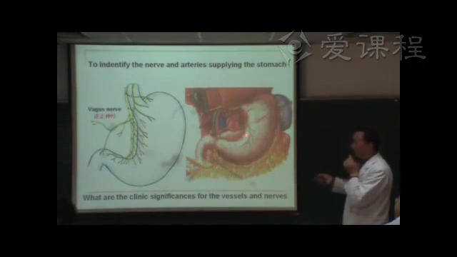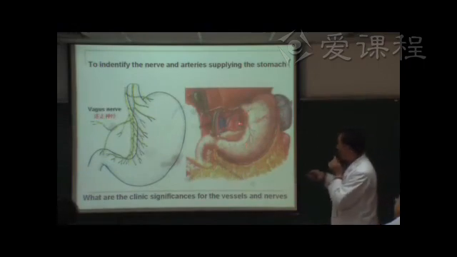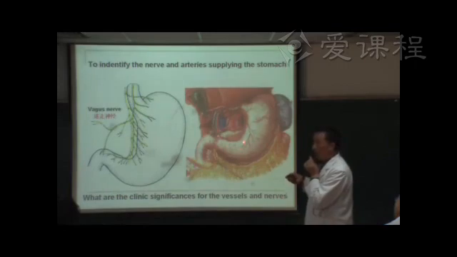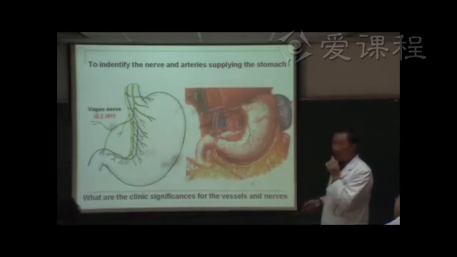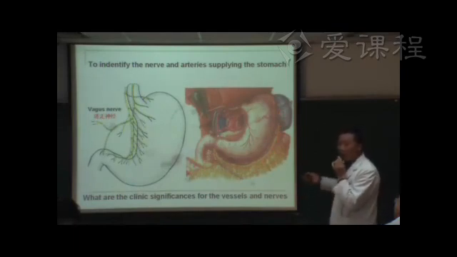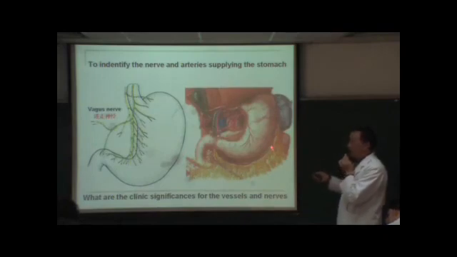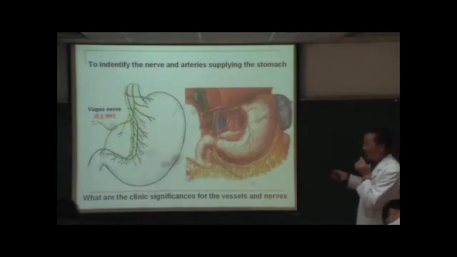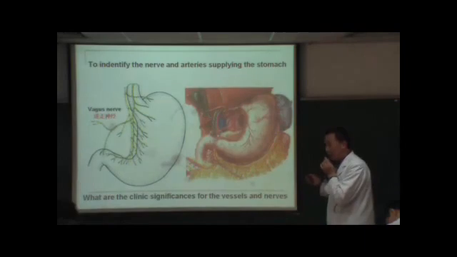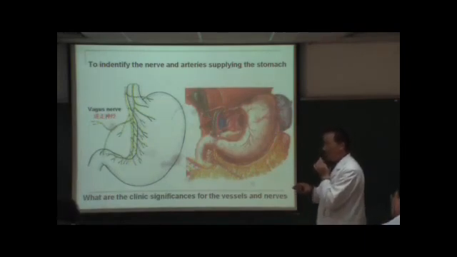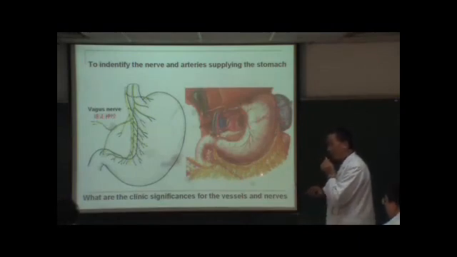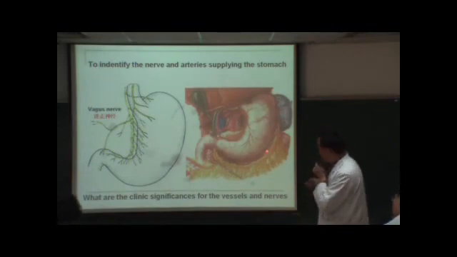Around its lesser curvature, there are the left and right gastric arteries. Along its greater curvature, what is it here? Yes, like the left gastroepiploic and right gastroepiploic arteries. They are next to each other.